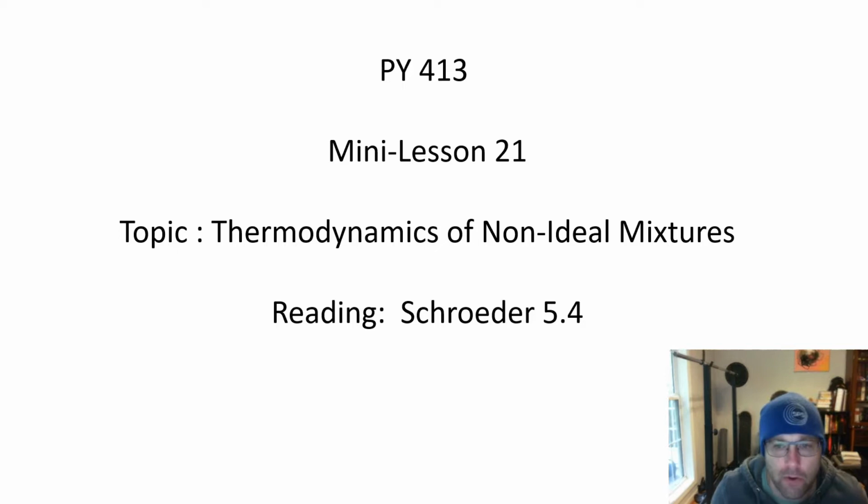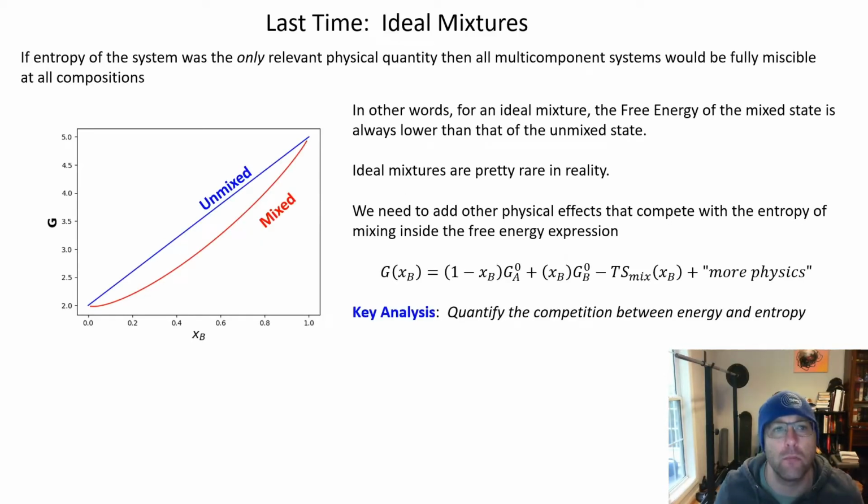So we're still in section 5.4 of Schroeder. And just to remind you of the result of discussing ideal mixtures and the entropy of mixing: we can calculate the free energy of a mixture, and we can compare two curves for any composition of the mixture, where composition is defined by the fraction of one or the other of the components, because once you know the fraction of one, you know that of the other.